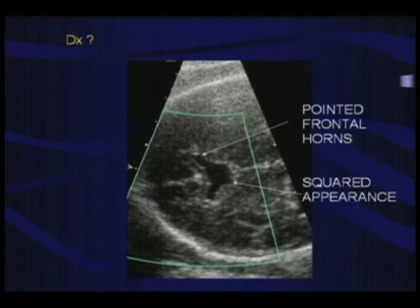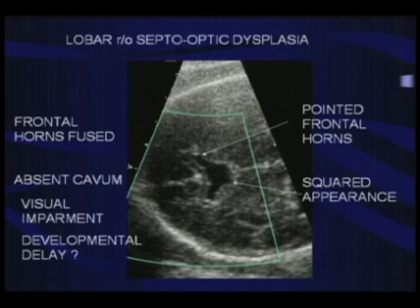An abnormality that may be missed in utero unless we look at the region of the cavum is lobar holoprosencephaly, also called septo-optic dysplasia. In this entity, we have fusion of the frontal horns and absence of the cavum septum. Sometimes they may have visual impairment or developmental delay. So look very carefully at the region of the cavum. If you get a squared appearance up here with pointed frontal horns, think of lobar holoprosencephaly or septo-optic dysplasia.